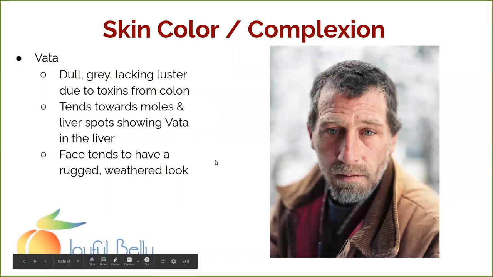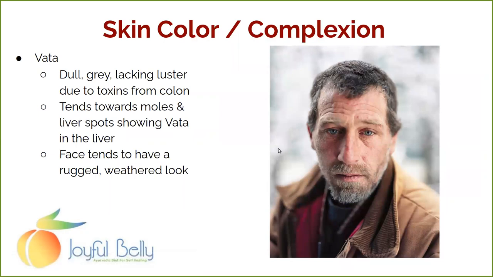What about skin color and complexion? Vata people, more dull gray skin. Lacking in luster. Now, I wouldn't say this person's skin is totally lacking in luster. The photograph is very gray, so it kind of gives an appearance of lacking in luster. But why I included this photo here is the ruddiness and roughness and the rugged, weathered look of their face. That's typical for Vata. Now, this person actually looks a little bit more like a Vata Pitta person.